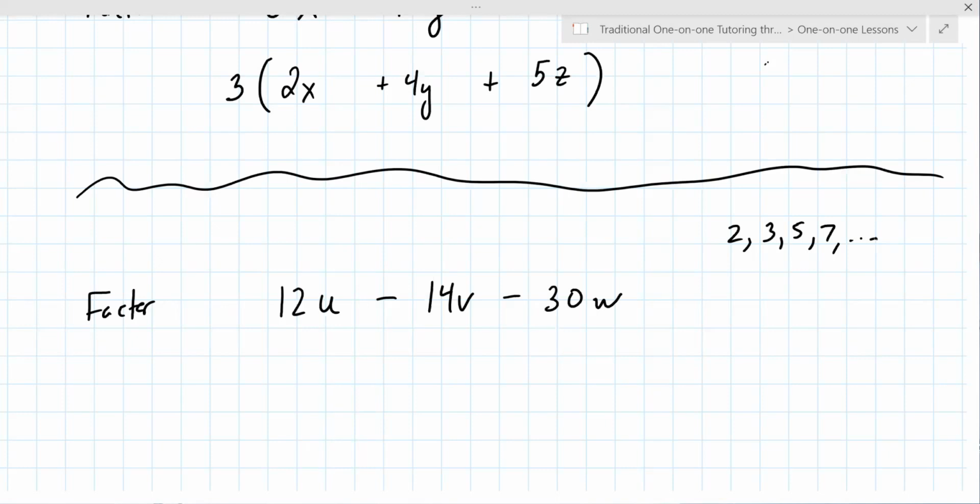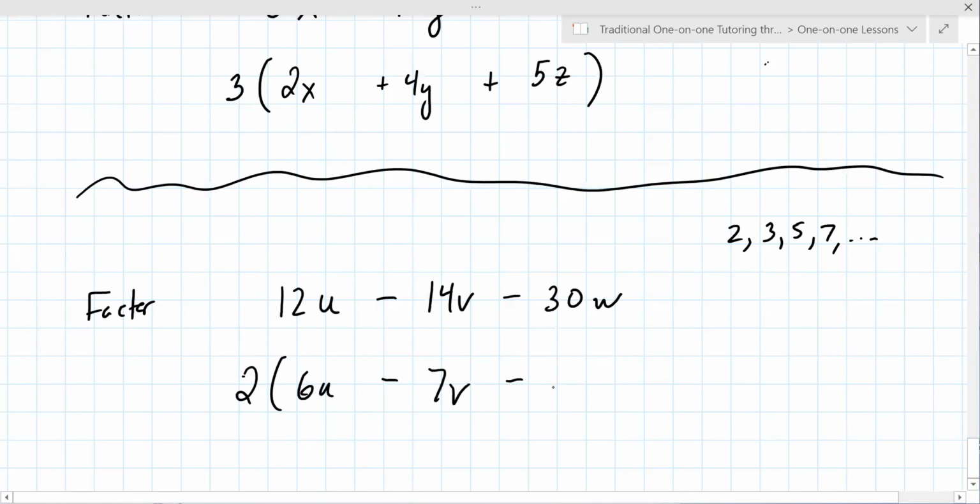Okay. All right, I got that. I got it. Okay, it's 2. 6u minus 7v minus 15w. Okay, so let's try another one here.